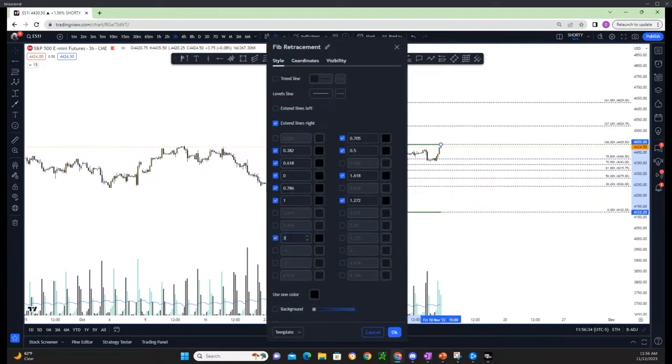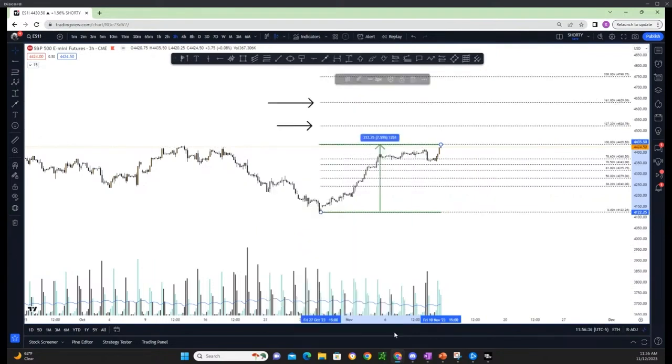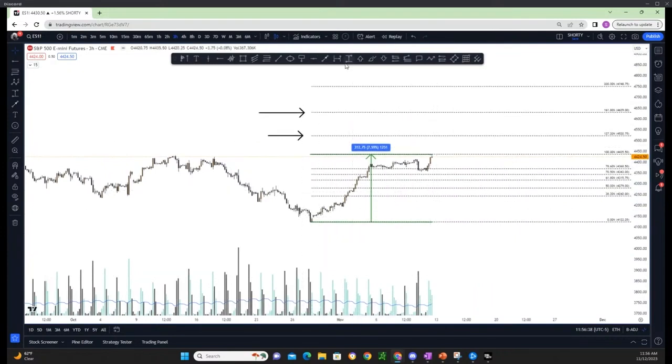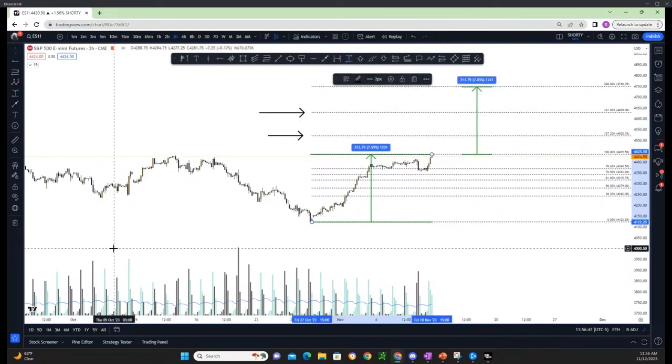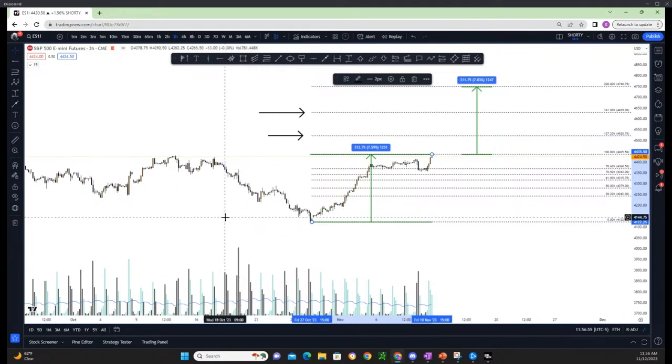Double. It's just a double of this symmetry. So when would you use the extension instead of the retracement, if you could just draw from the top to the bottom? Why would you need two tools?